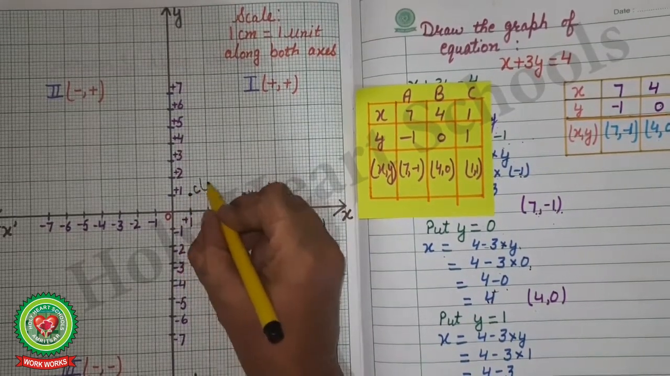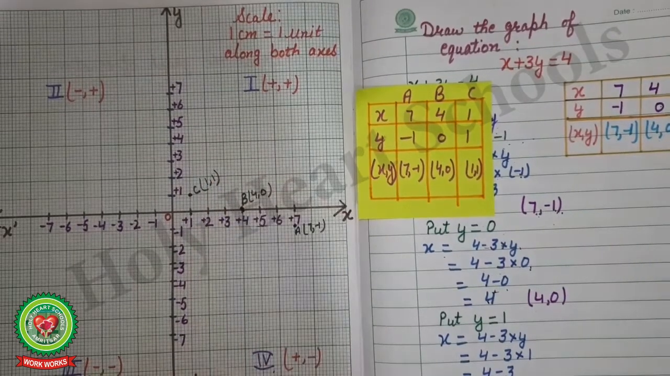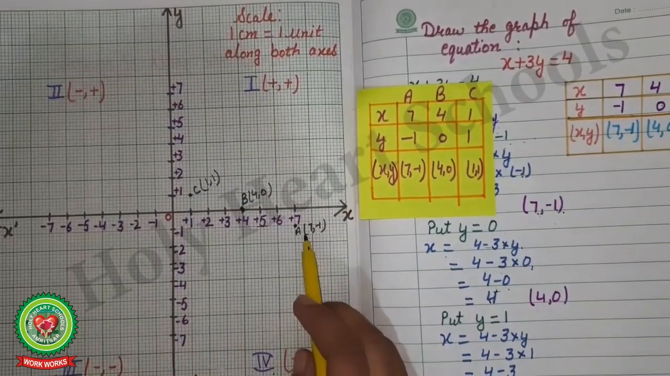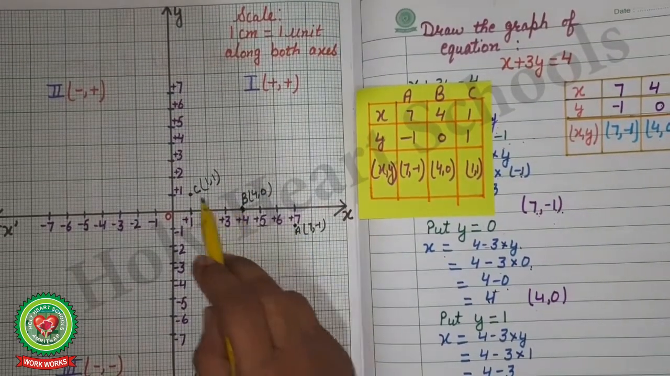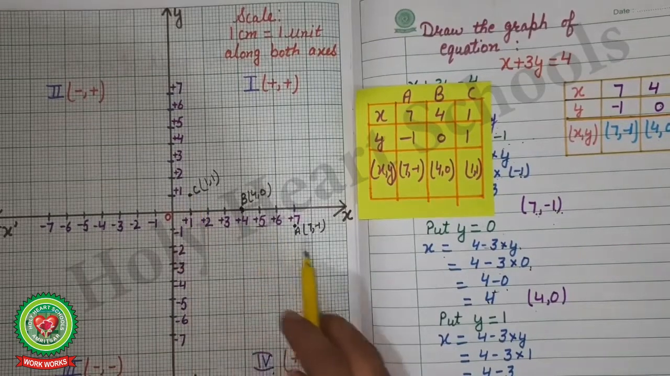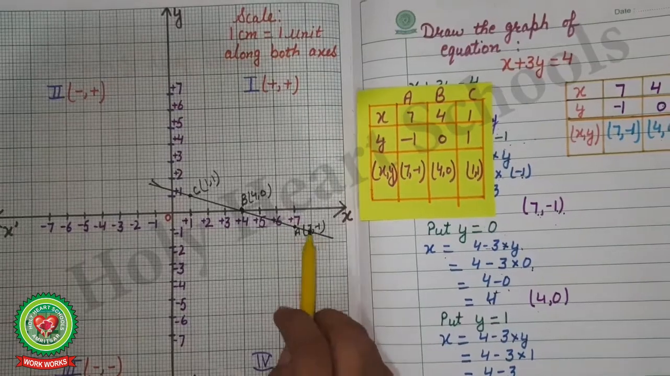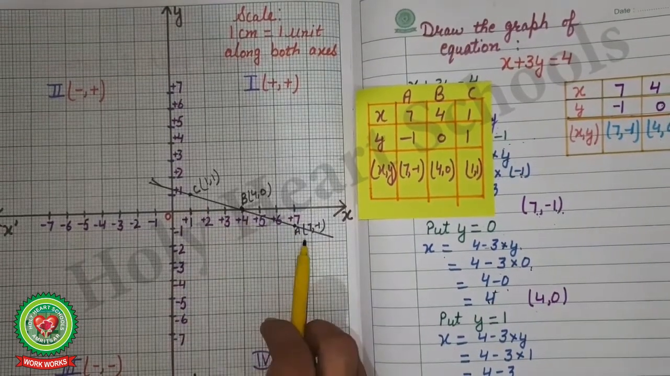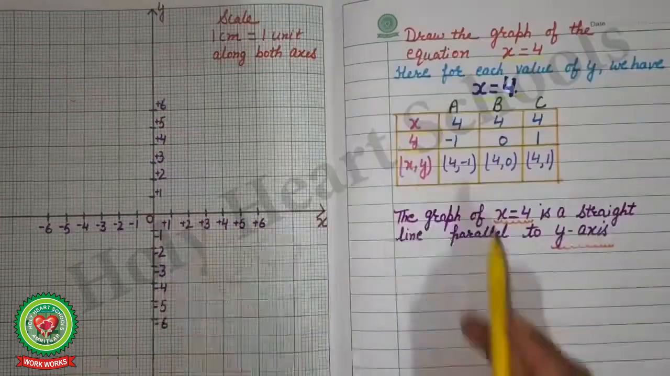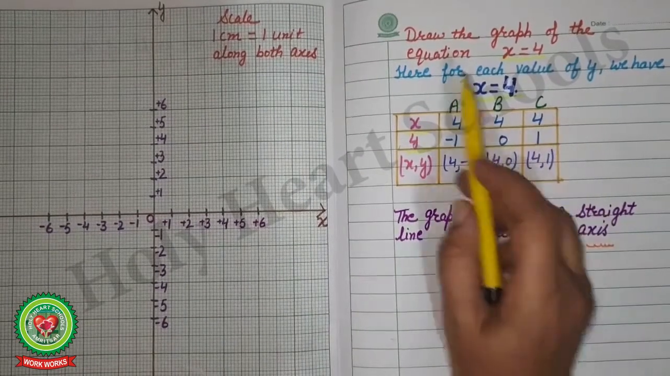This one point, name it as C11. Now we have plotted the three points A, B, C and joined them with the help of a scale. After joining these three points, this is a straight line. Now we will learn other types of graphs.